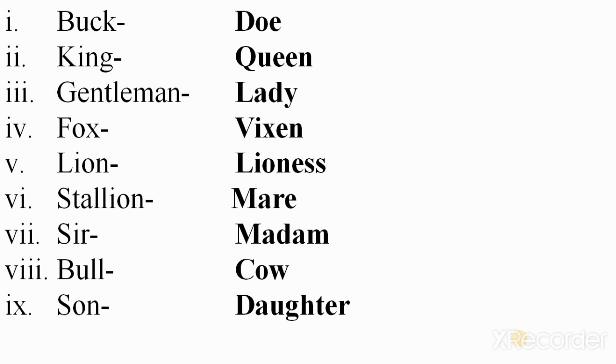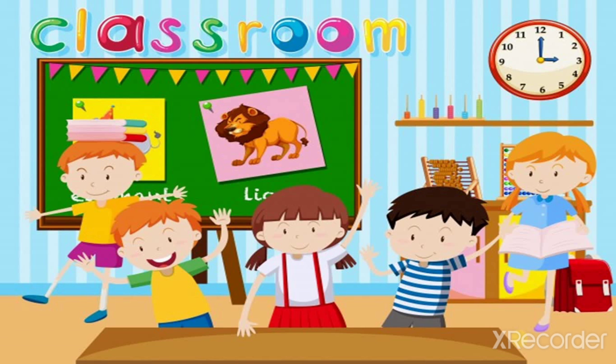The feminine noun of buck is doe, king, queen, gentleman, lady, fox, vixen, lion, lioness, stallion, mare, sir, madam, bull, cow, son, daughter. After solving this exercise, we know how to change the masculine gender into feminine gender.